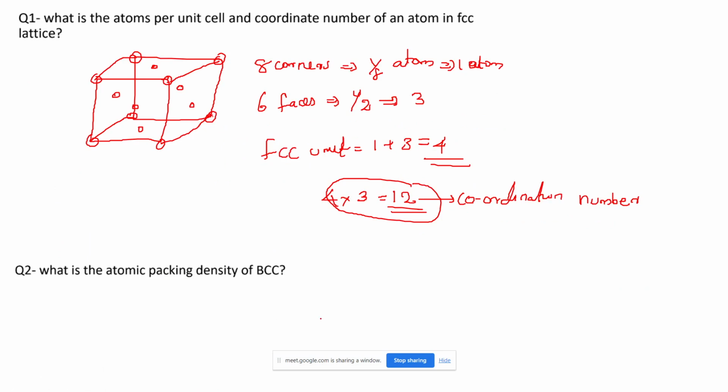Okay, now we are going to solve the next problem. What is the atomic packing density of BCC? So what is BCC? Body centered cubic crystals, right? So in BCC, the atomic packing fraction of a BCC crystal structure is equal to the volume of the atoms in the unit cell divided by the volume of the unit cell. So we can write it as atomic packing fraction is equal to V atoms divided by V unit cell.